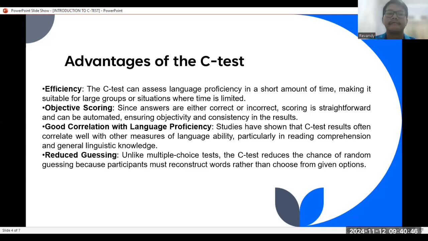Good correlation with language proficiency. Studies have shown that C-test results often correlate well with other measures of language ability, particularly in reading comprehension and general linguistic knowledge. Reduced guessing. Unlike multiple choice tests, the C-test reduces the chance of random guessing because participants must bring to mind the missing words rather than choose from given options.